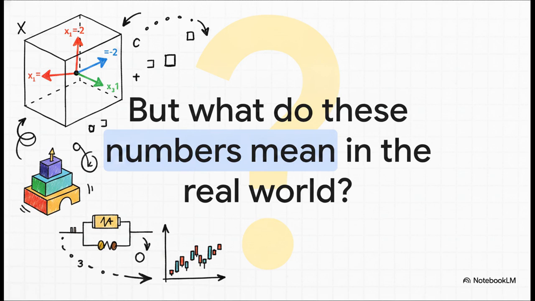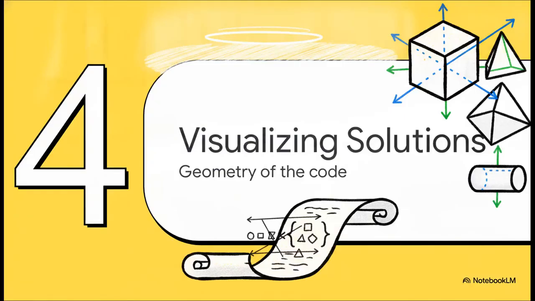But we have to pivot here for just a second. We've done a whole lot of pure computation, purely manipulating symbols on a page. But what do these numbers actually mean in the real world? Like, what did we just find when we confidently declared x1 is -2, x2 is 1, and x3 is 1? That brings us to section 4, visualizing the solutions, geometry of the code.